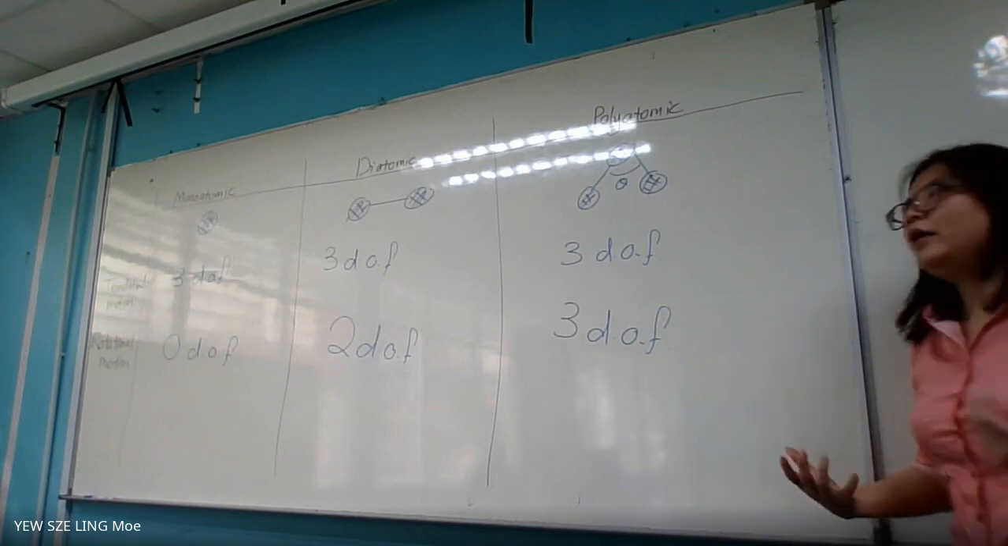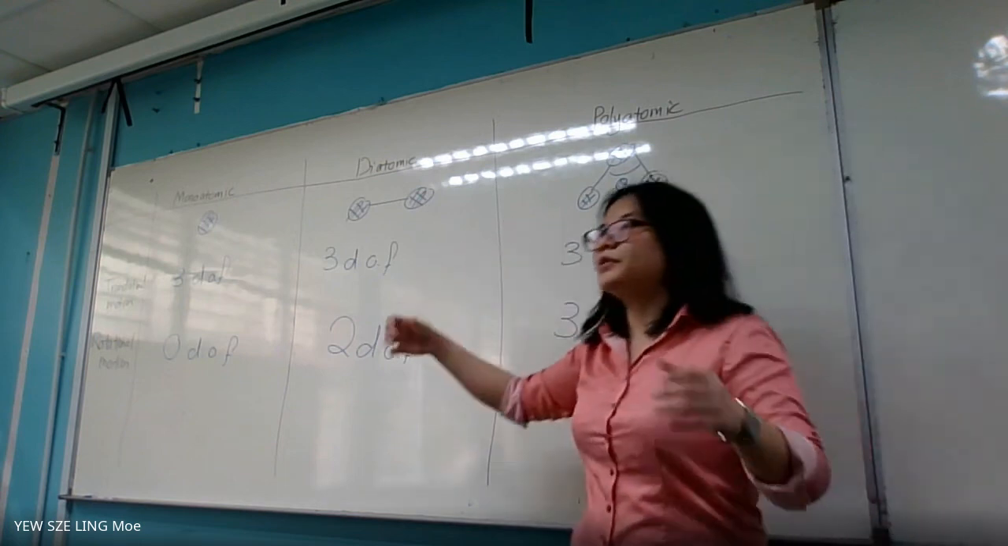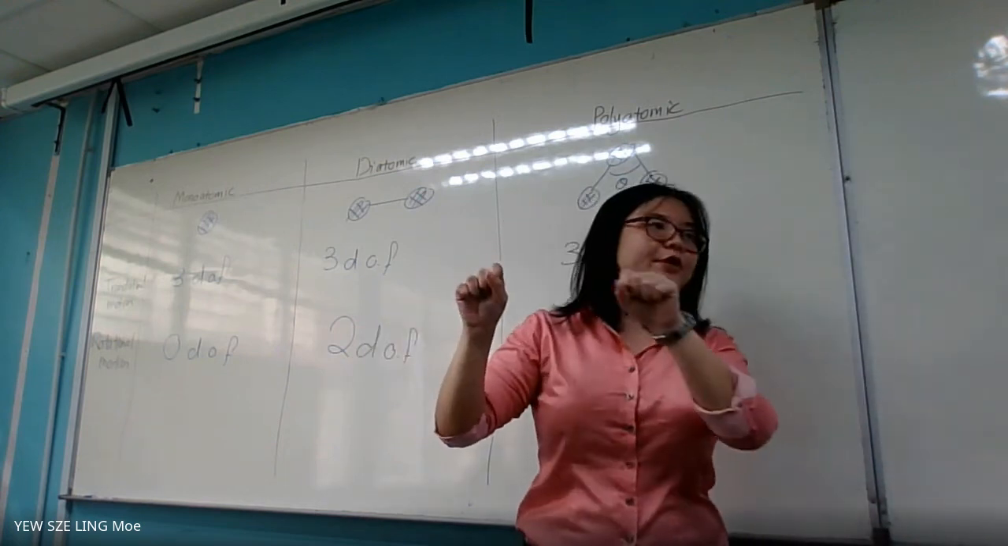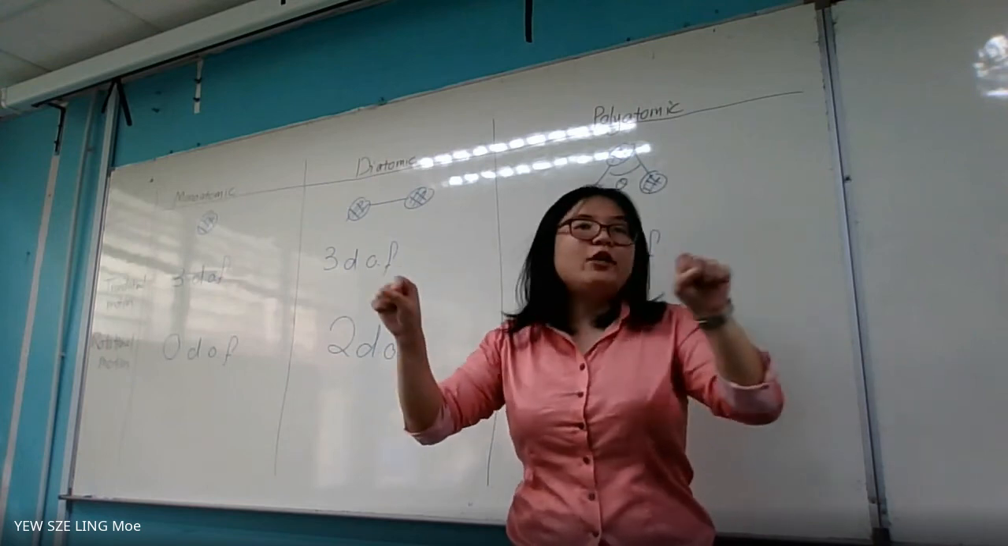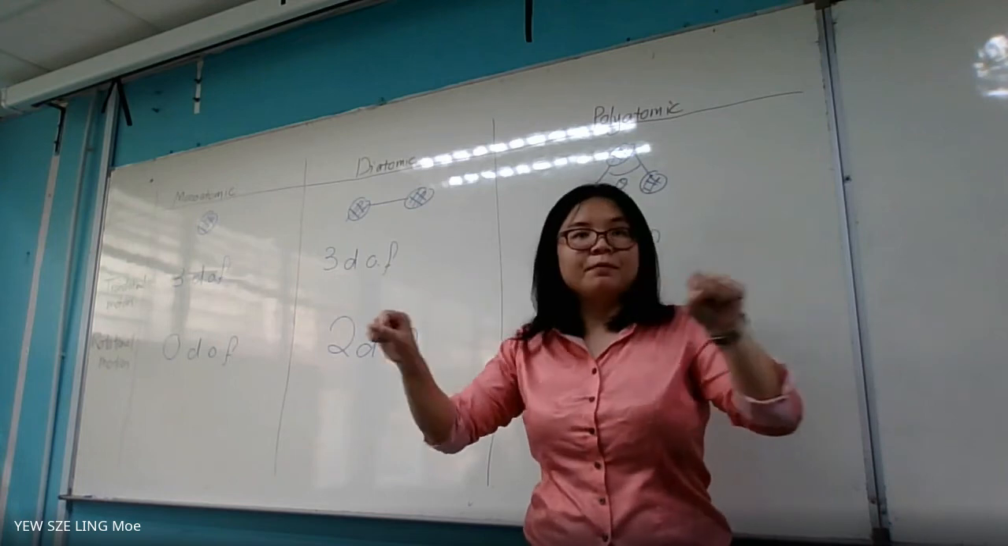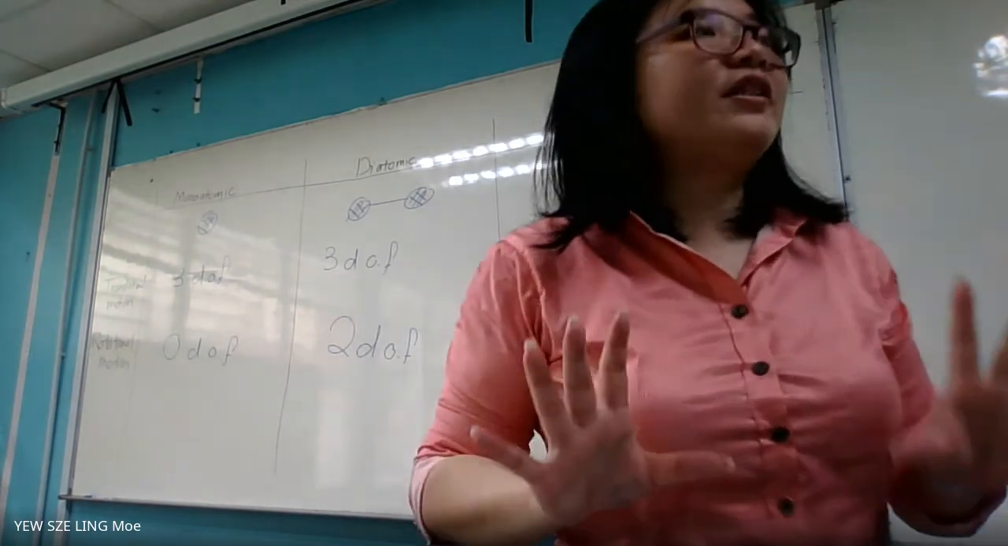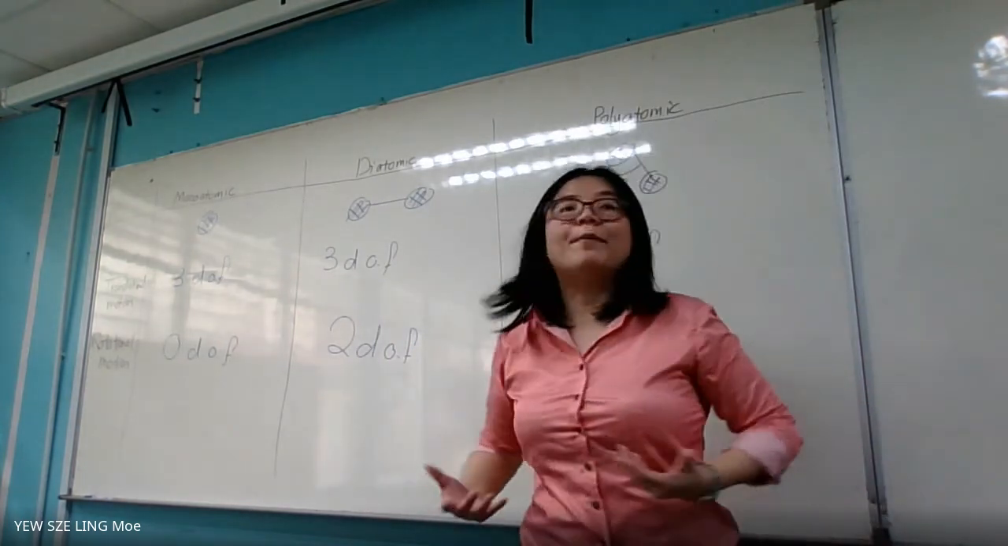Vibrational motion happens when your atoms are placed at a very high temperature and they start to vibrate. Okay, so that one is vibrational motion. When it vibrates, it has 2 degrees of freedom. Right, but that one is not in your syllabus. I just tell you as additional information.